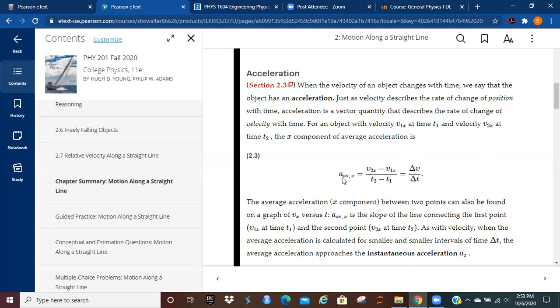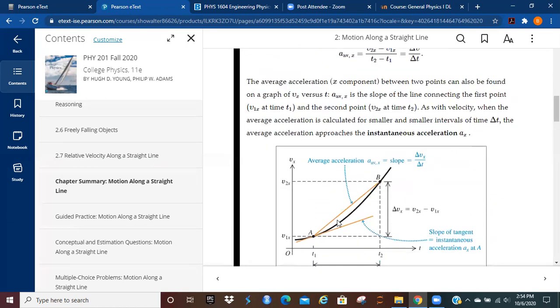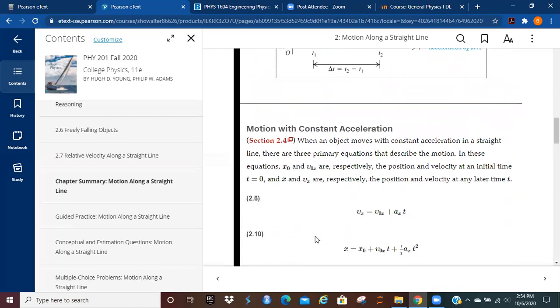If we're going to look at the average acceleration in the x direction, it's going to be the velocity at some time 2 minus the velocity where it started, and then divided by the time difference between the two. So the change in v over the change in t. The average acceleration, again, is going to be the slope of this line. And as with velocity, when the average acceleration is calculated for smaller and smaller intervals of time delta t, then it's going to approach the instantaneous acceleration, and that's going to be represented by a tangent line at some point along this black line. That's, again, if you've had calculus.